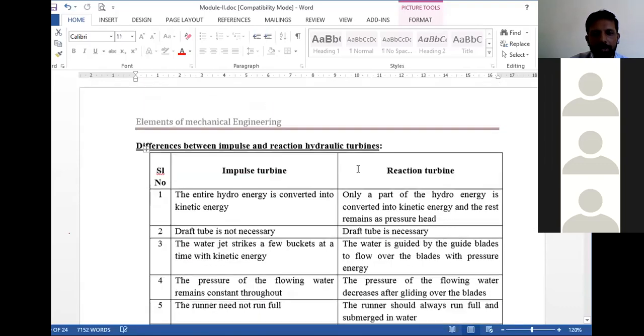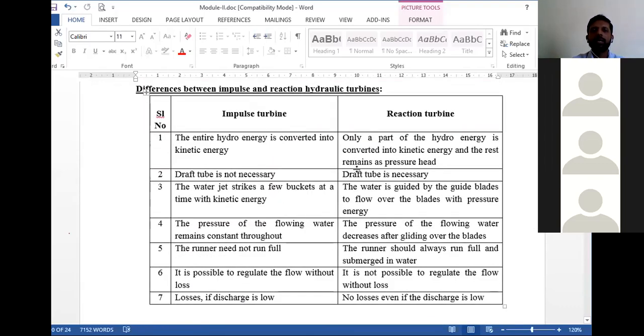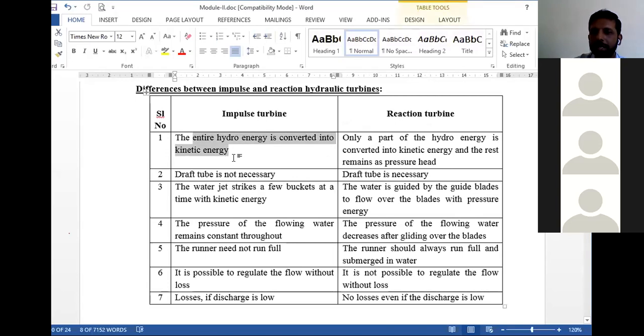So the other type of question that they can ask is the difference between impulse turbine and reaction turbine. So impulse turbine is basically one in which the turbine is going to rotate based on the impact force of water. Okay, right. So the first difference is that the entire hydro energy is going to be converted into kinetic energy, which is the working of a Pelton turbine.